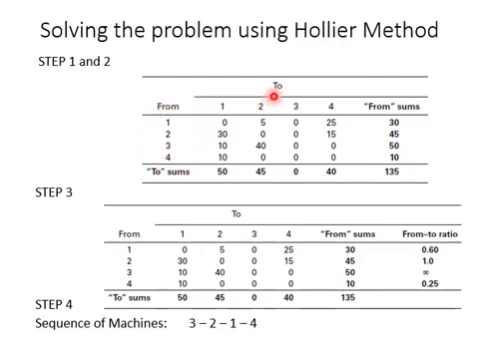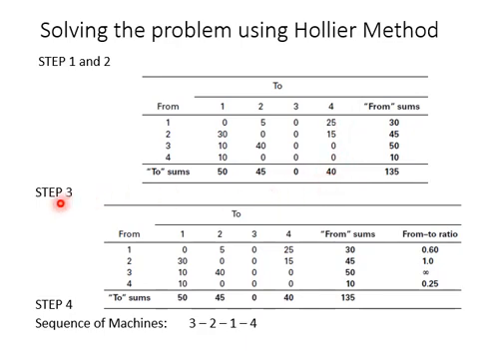Now similarly, we can compute the total flow into the machines, the to sums. So the to sums can be computed for machine 1: 30, 10, 10. So that will give 50. Similarly, the to sums for machine 2, so this is 45. The to sums for machine 3 is 0. Then the to sums for machine 4, 25 plus 15 is 40.